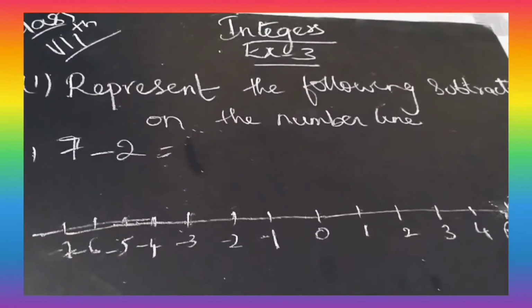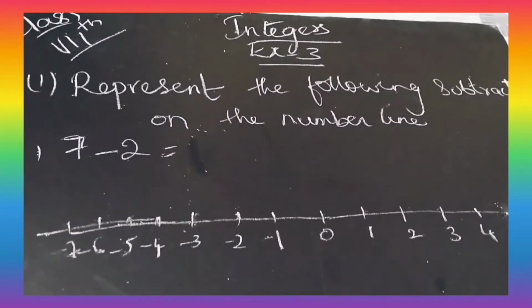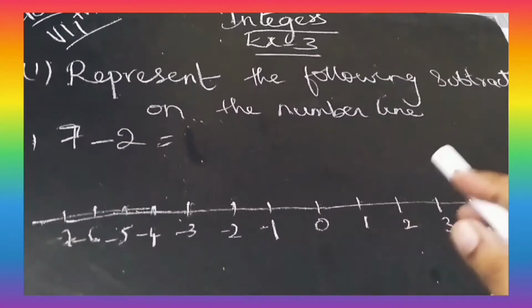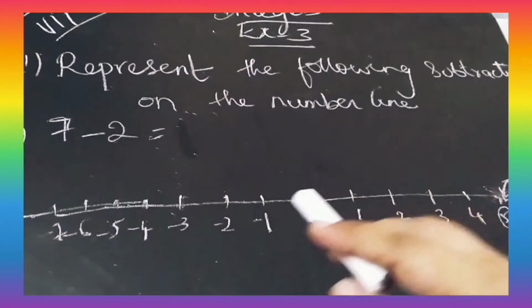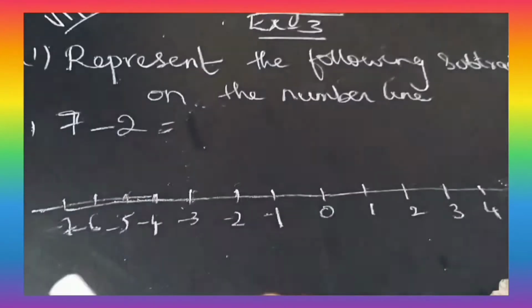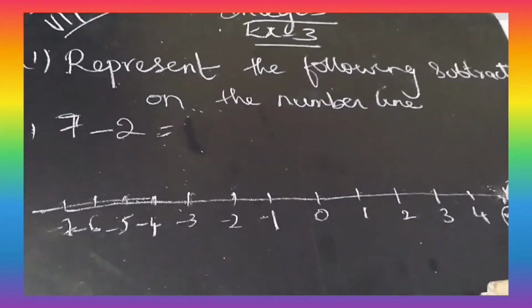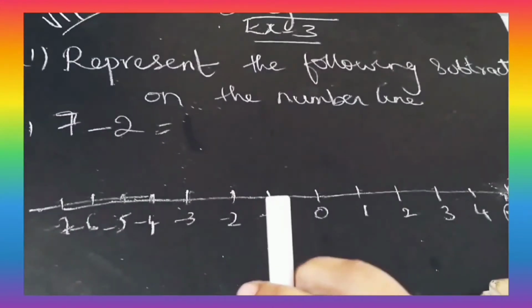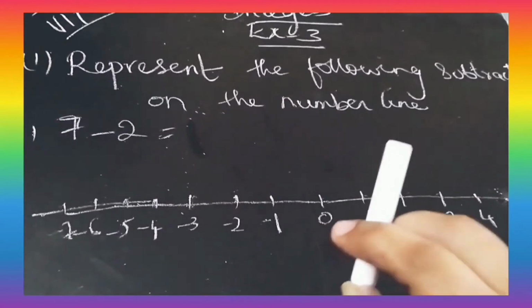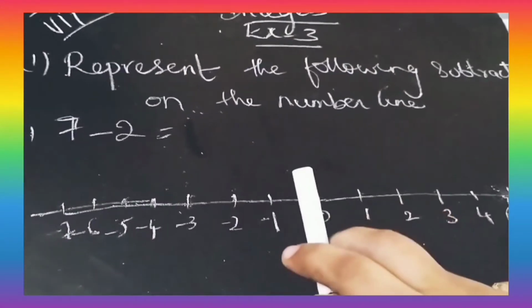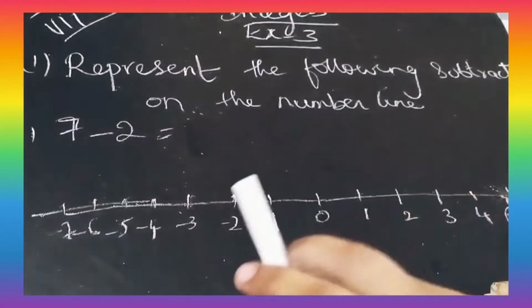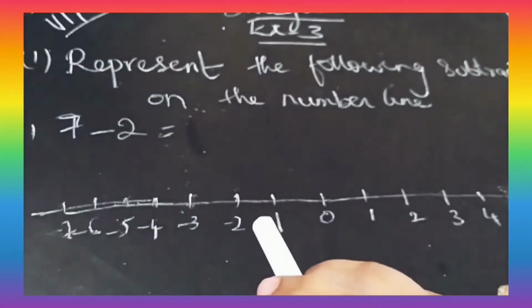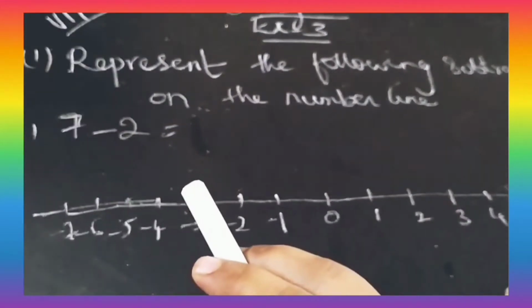So today I am going to start exercise 3 of integers. The first sum is: represent the following subtraction on the number line. You have to represent 7 minus 2 on the number line. I explained in my introduction video how to do subtraction and addition on the number line. Today I am going to explain how to do subtraction on a number line in this exercise. Here 7 minus 2 is given.